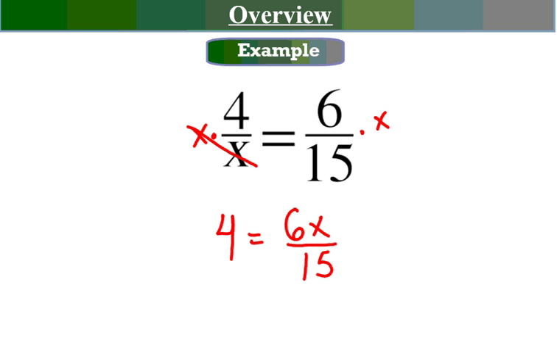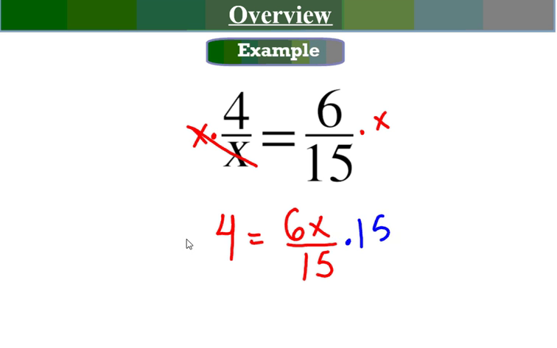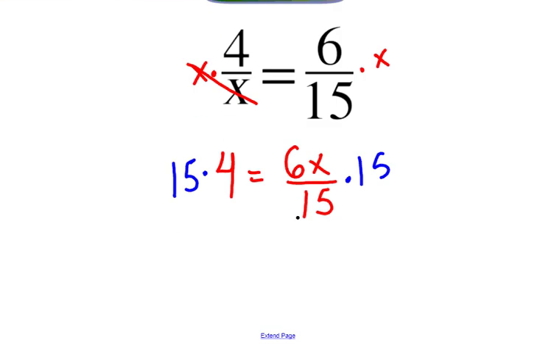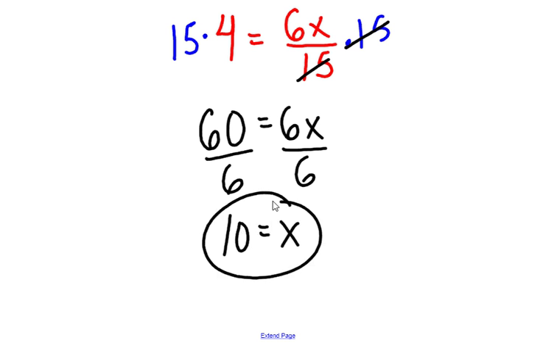And then maybe to undo the divide by 15, I could multiply both sides by 15. You'll hear this called the cross product property as well. 15 divided by 15 makes 1, so that simplifies. 15 times 4 is 60, and 60 equals 6x. And then I can solve for x by dividing by 6. So this is just a general example for a non-statistical example, so you just use something that you know.